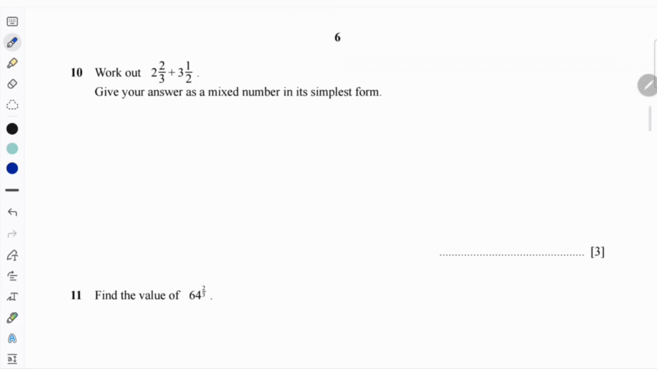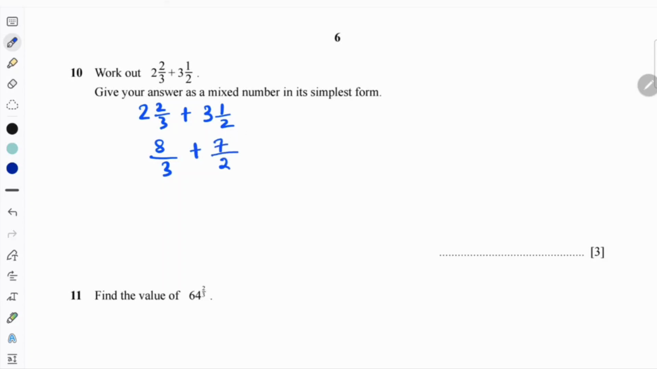Question number 10. Work out 2 whole 2 over 3 plus 3 whole 1 over 2. Give your answer as a mixed number in its simplest form. So 2 whole 2 over 3 plus 3 whole 1 over 2. 3 twos are 6, 7, 8. 8 upon 3 plus 3 twos are 6 plus 1, 7 upon 2.